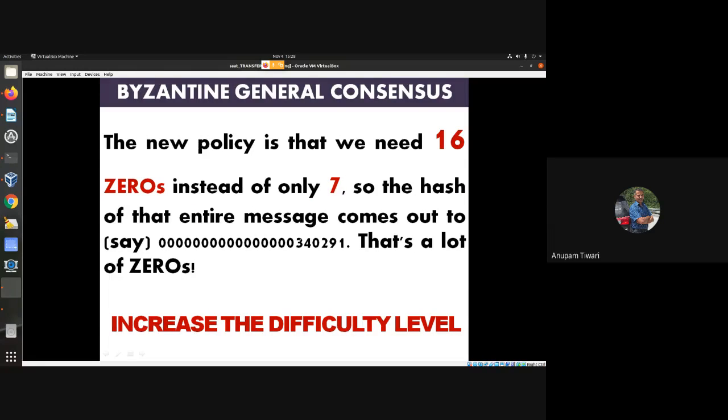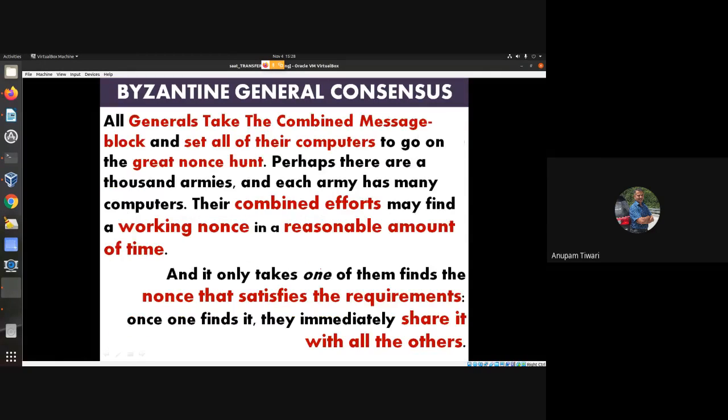which are simulated, or given for understanding here. The new policy is that we need 16 zeros instead of only 7. So the difficulty level has increased. So the hash of the entire message comes out to something like, as seen on the screen, we have got a number of zeros here, 16 zeros, and then the hash with a nonce given. So we are increasing the difficulty level.